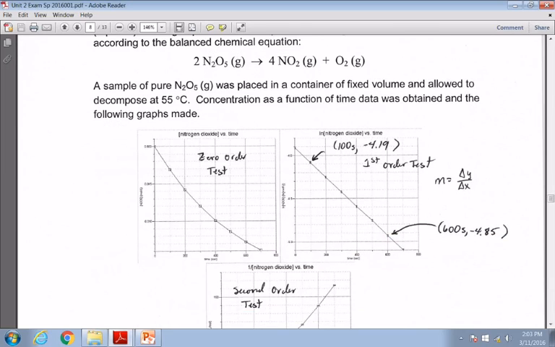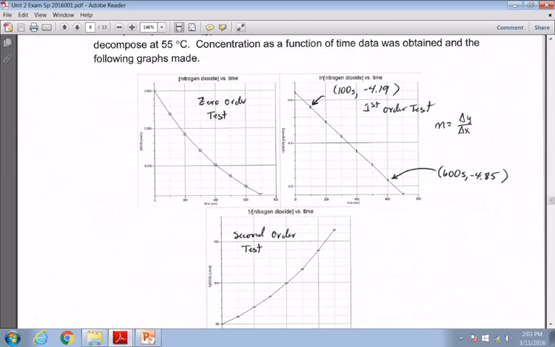This one was where you had these 3 different graphs and you had to see which one was straight. And so actually the first order test is straight, so that must mean it's first order. And in that case, then the slope is equal to -K. And in order to answer the question, you had to come up with a slope of that line. I chose points at 100 seconds and 600 seconds.